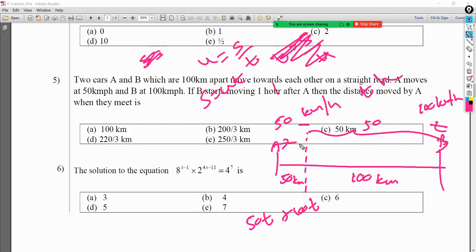be 50 because this guy has already traveled 50 kilometers during his first hour. So only 50 is remaining because altogether it is 100. So this is 50. If you take 100 plus 50 is 150t equals 50. So therefore t is 1 divided by 3 hours.